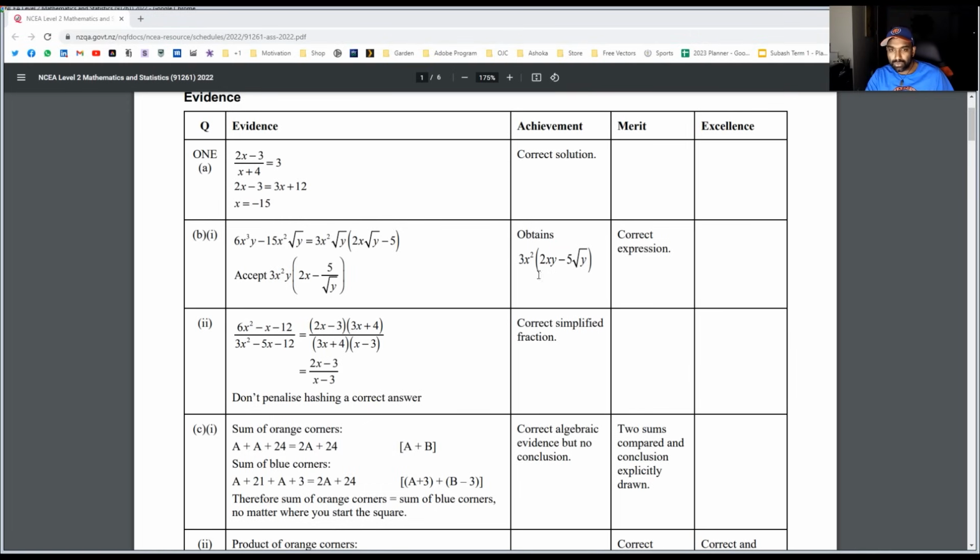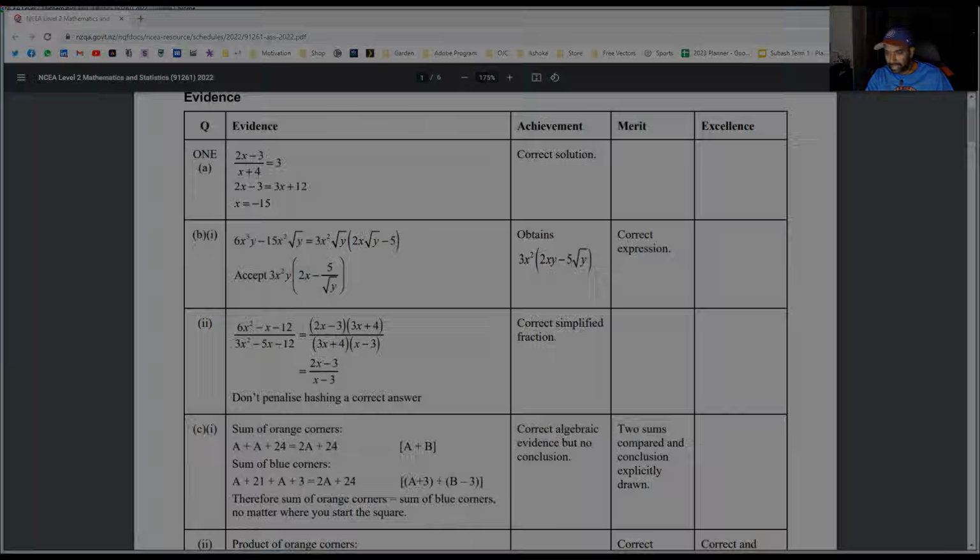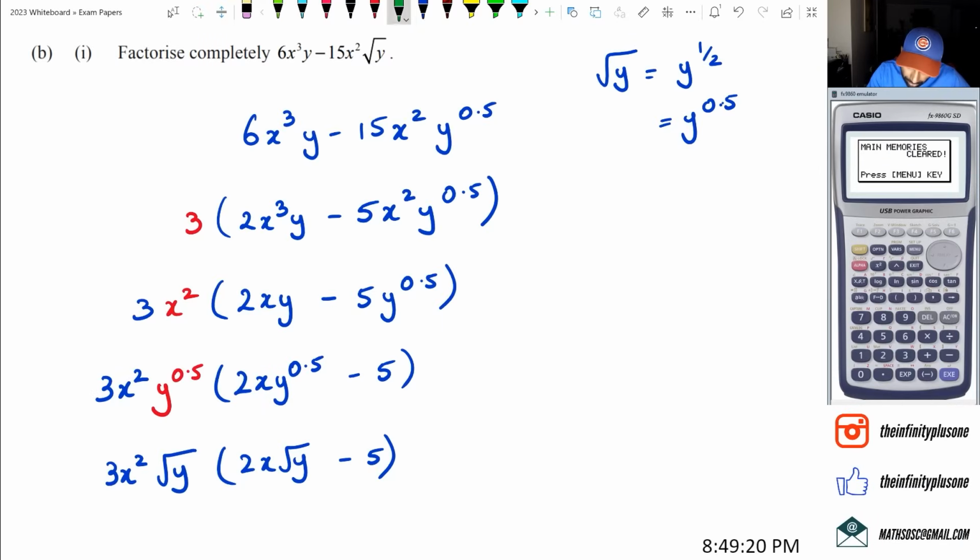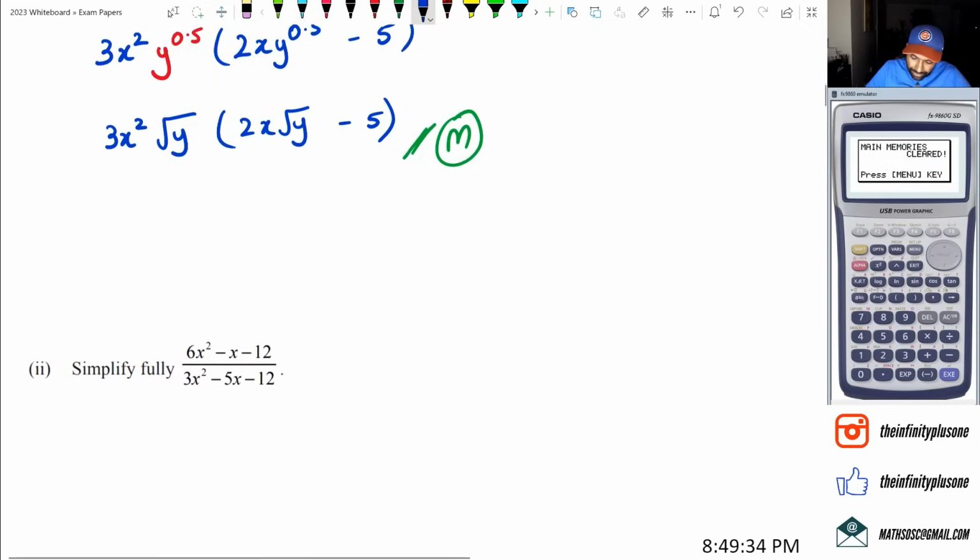Ultimately, this question is worth a merit. As you can see, when you factorize it without the y, you can actually get an achieved, and then when you do it completely to the end, you will get a merit. So up to this line is worth an achieved, and then up to this line is what's going to get you a merit. All right, so let's go on to the next question.